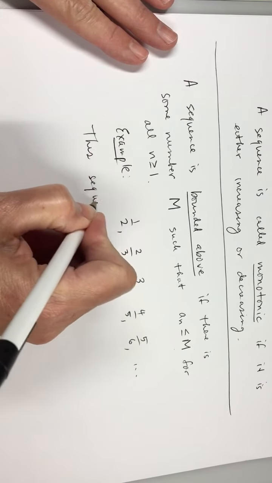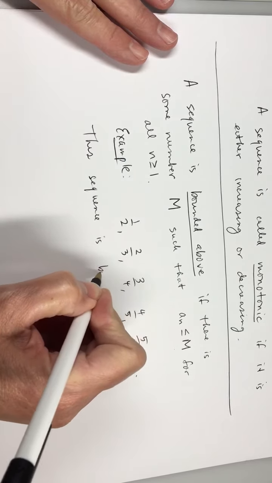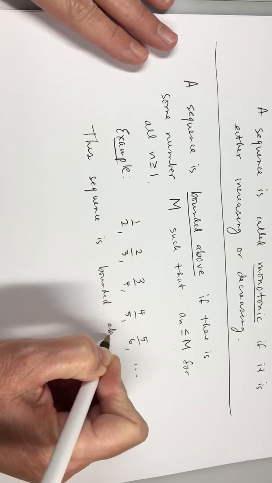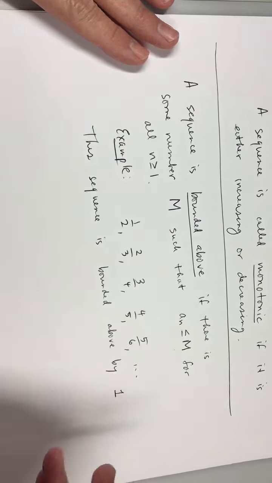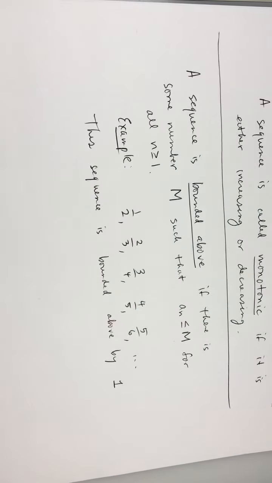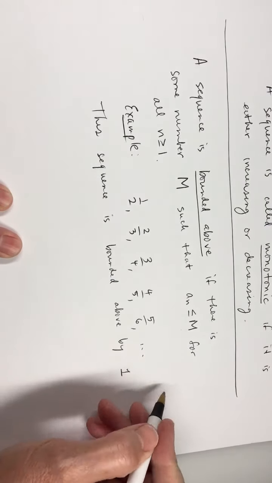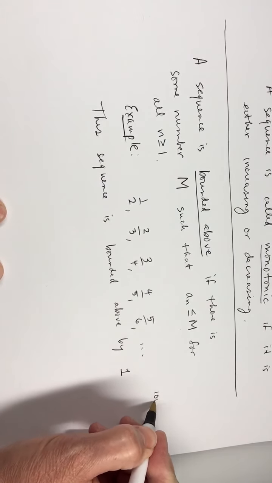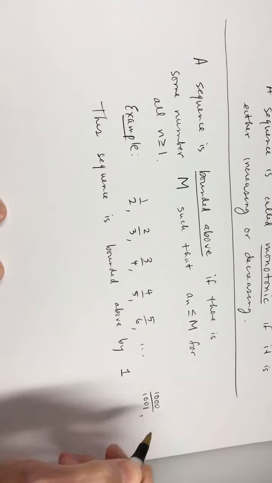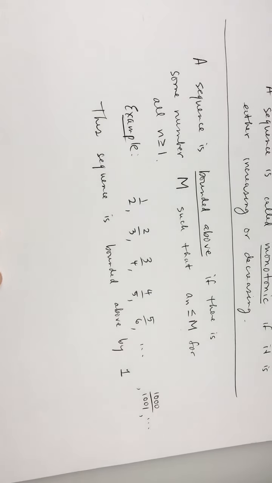This sequence is bounded above by 1. In fact, if I kept on with this pattern, the numerator is always one number smaller than the denominator. So eventually I'd get 1,000 over 1,001. And so the fraction is approaching the number 1, is bounded above by 1. It's bounded above by 2 if I wanted to say that. But certainly I could say it's bounded above by 1.